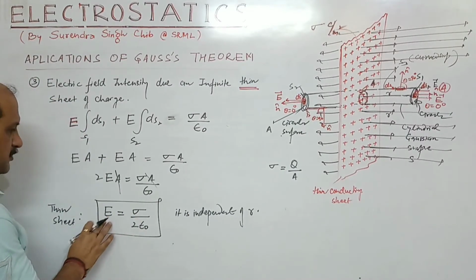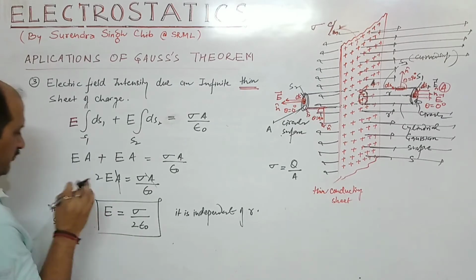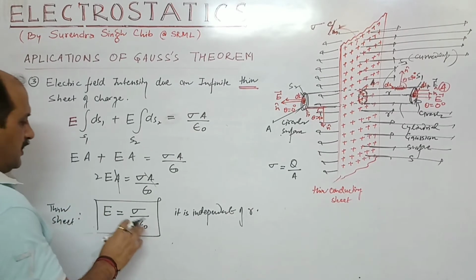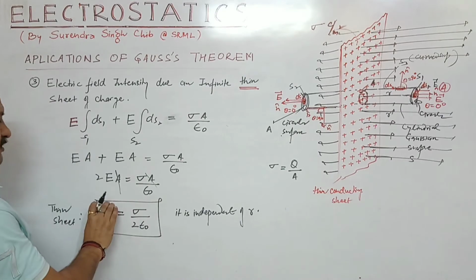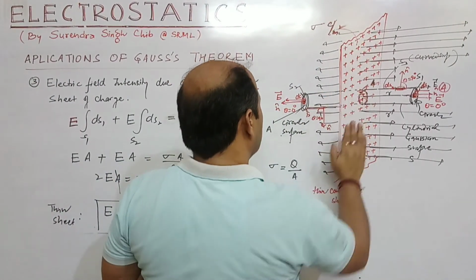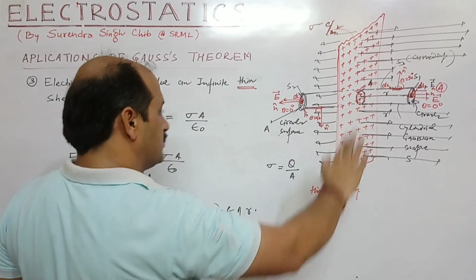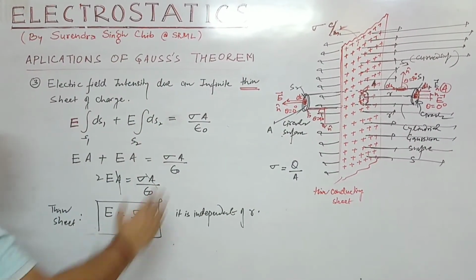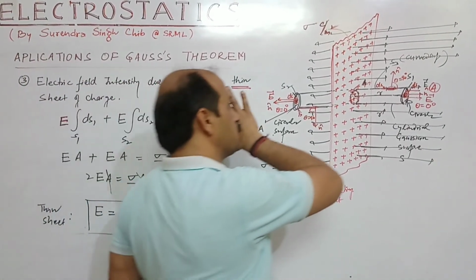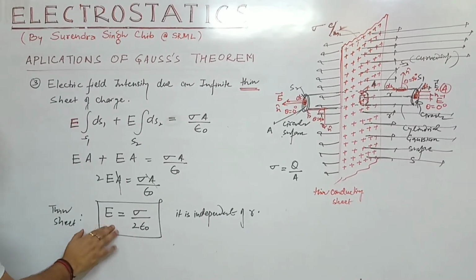And it only depends upon sigma. What is sigma? Surface charge density. This is the scalar form. And greater the surface charge density, greater will be the electric field. अगर surface charge density ज़्यादा होगी, अगर इसमें charge ज़्यादा dense होगा, तो electric field भी ज़्यादा strong होगी. And it is constant throughout. It extends to infinity. So this is the expression for it.